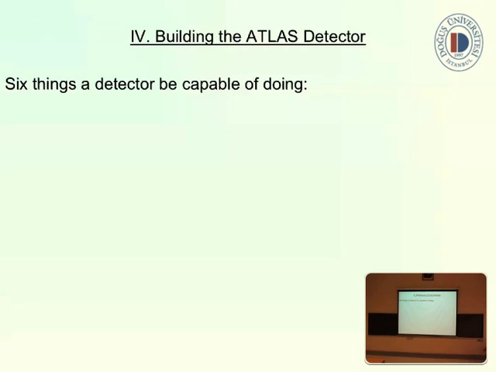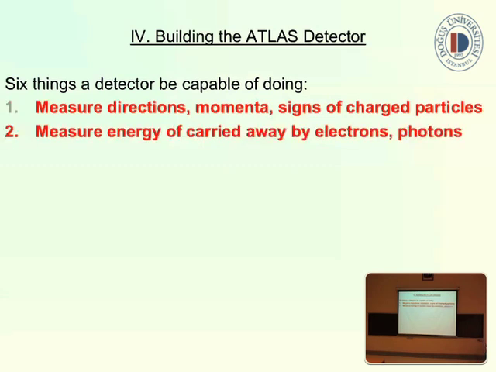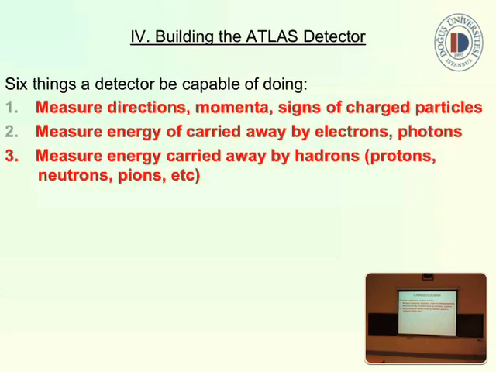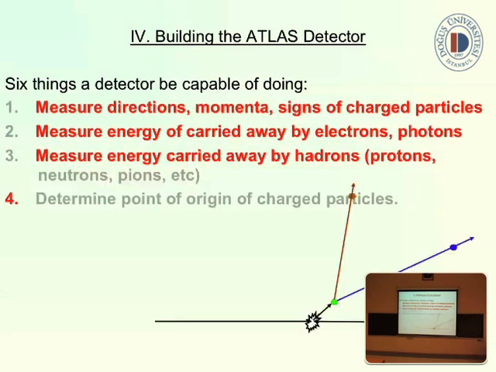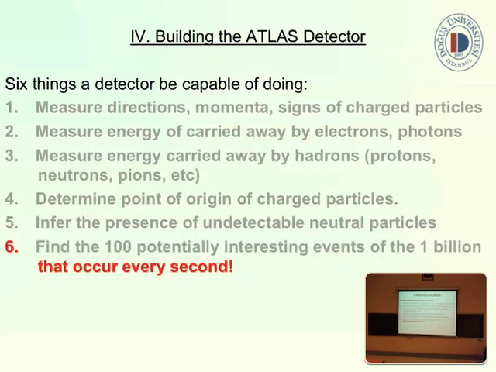And then building the Atlas detector, there are 6 things a detector must be capable of doing: measure direction, momenta, and sign of charged particles; measure the energy carried away by electrons and photons; measure the energy carried away by hadrons, protons, neutrons, pions; determine the point of origin of charged particles; infer the presence of undetectable neutral particles by calculating missing energy, as you said; and find 100 potentially interesting events out of the 1 billion that occur every second. And for that we use a trigger system.